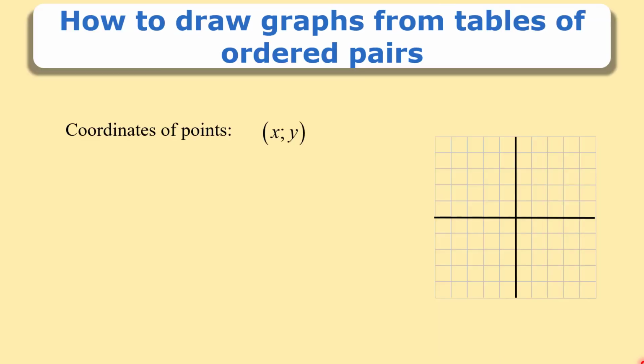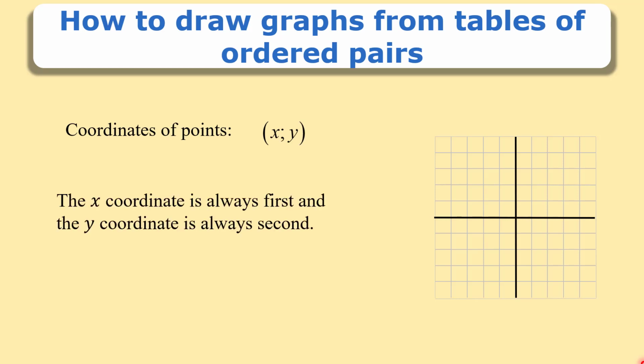The general rule for the coordinates of points: x semicolon y. The x coordinate is always first and the y coordinate always second. So here x is 3 and y is 0. What about this point? X is -4 and y is -4.